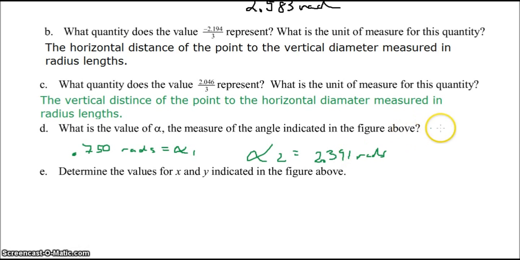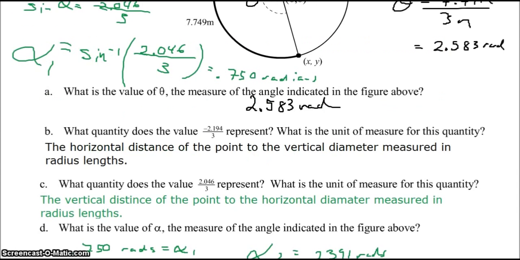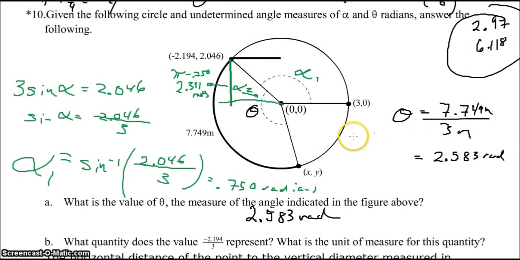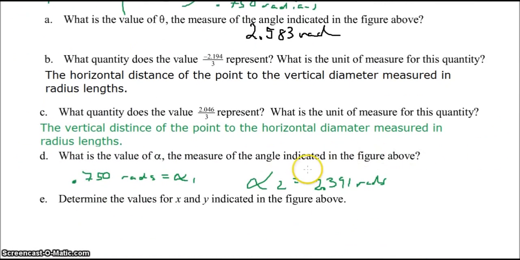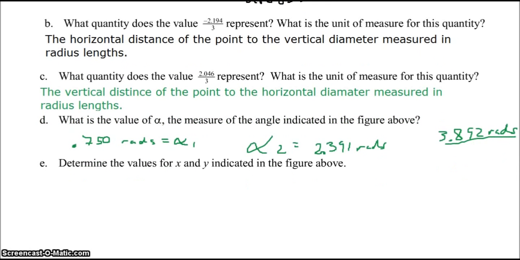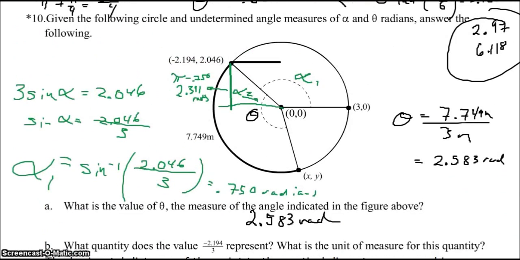And then it has some other crazy stuff, subtracting 2 pi from that. You might also have an answer of 3.892 radians. Your books probably have this and you can figure it out, but my book doesn't even have them labeled. Determine the values for x and y.